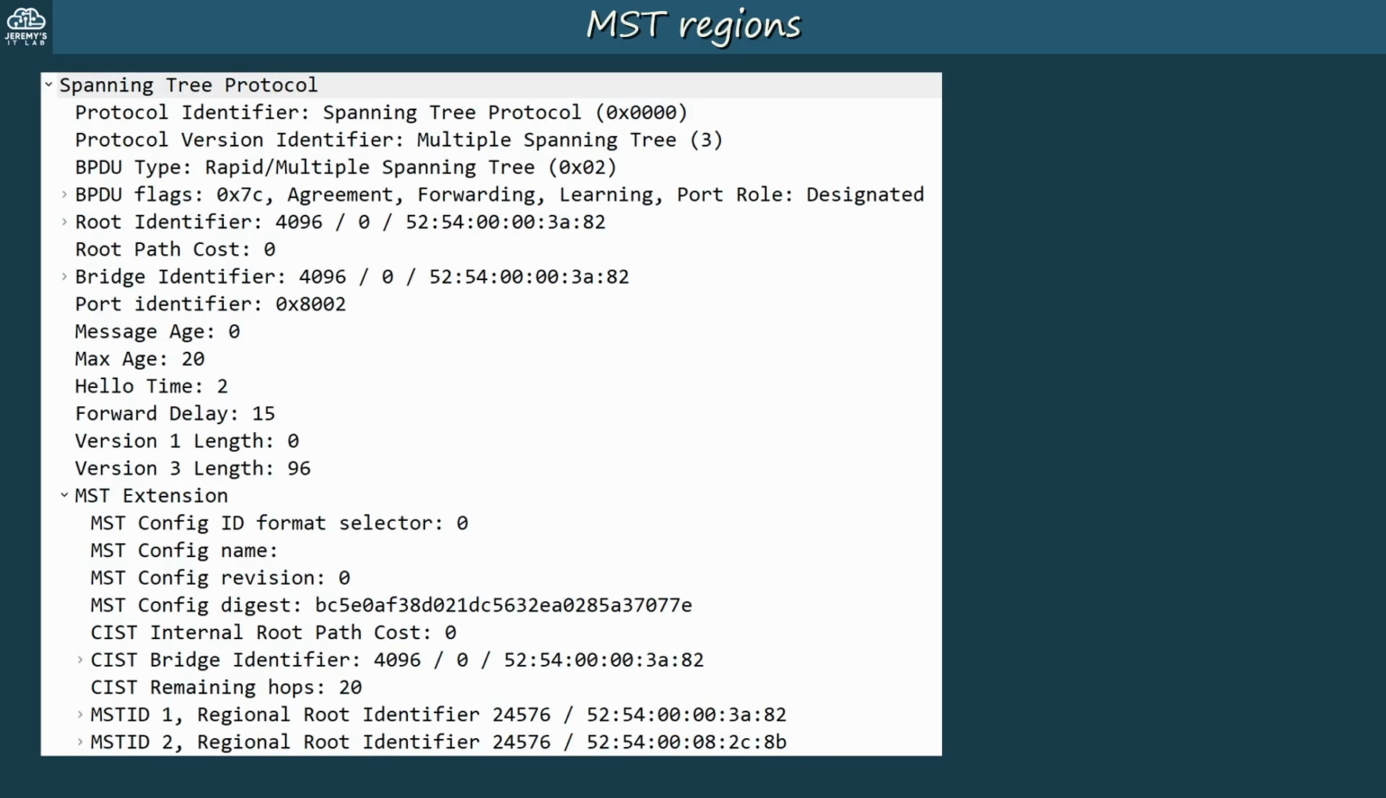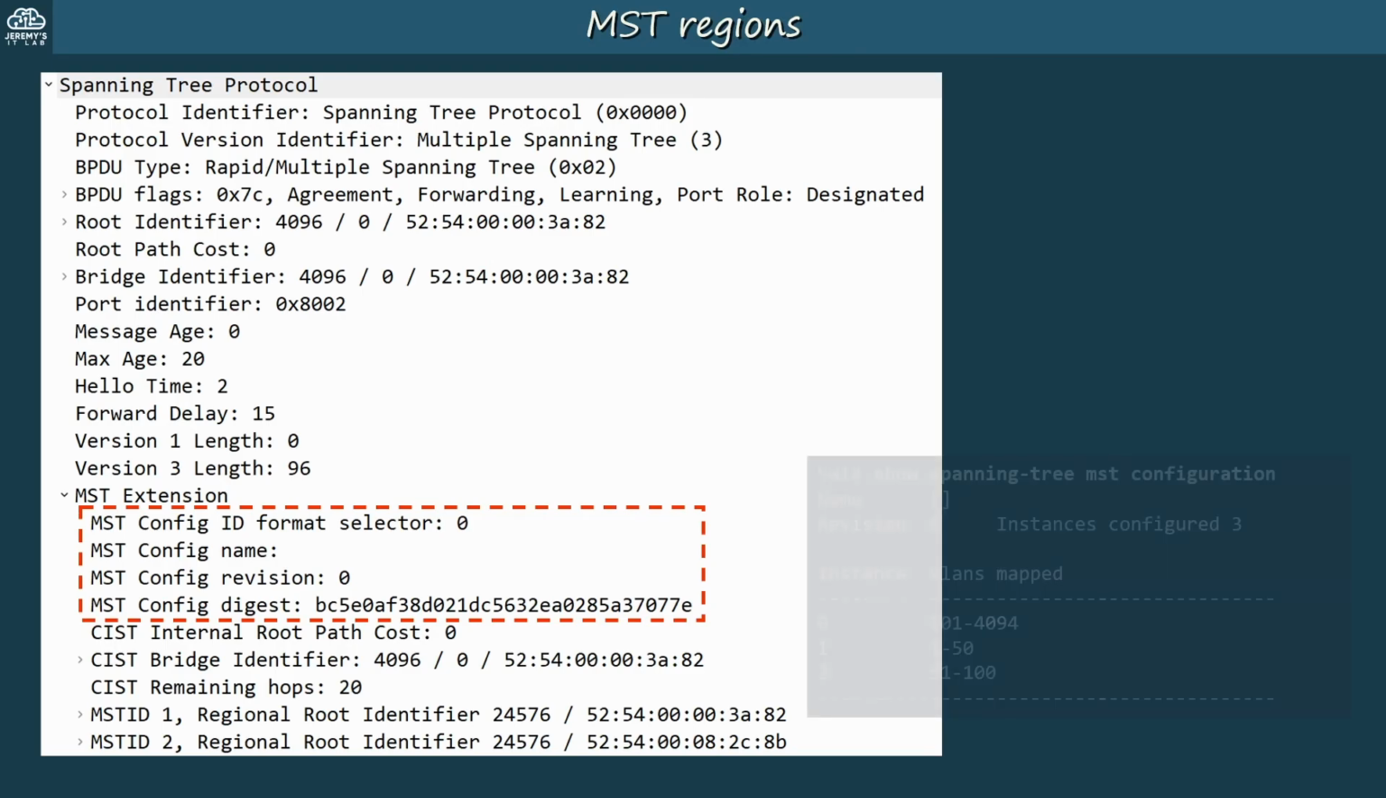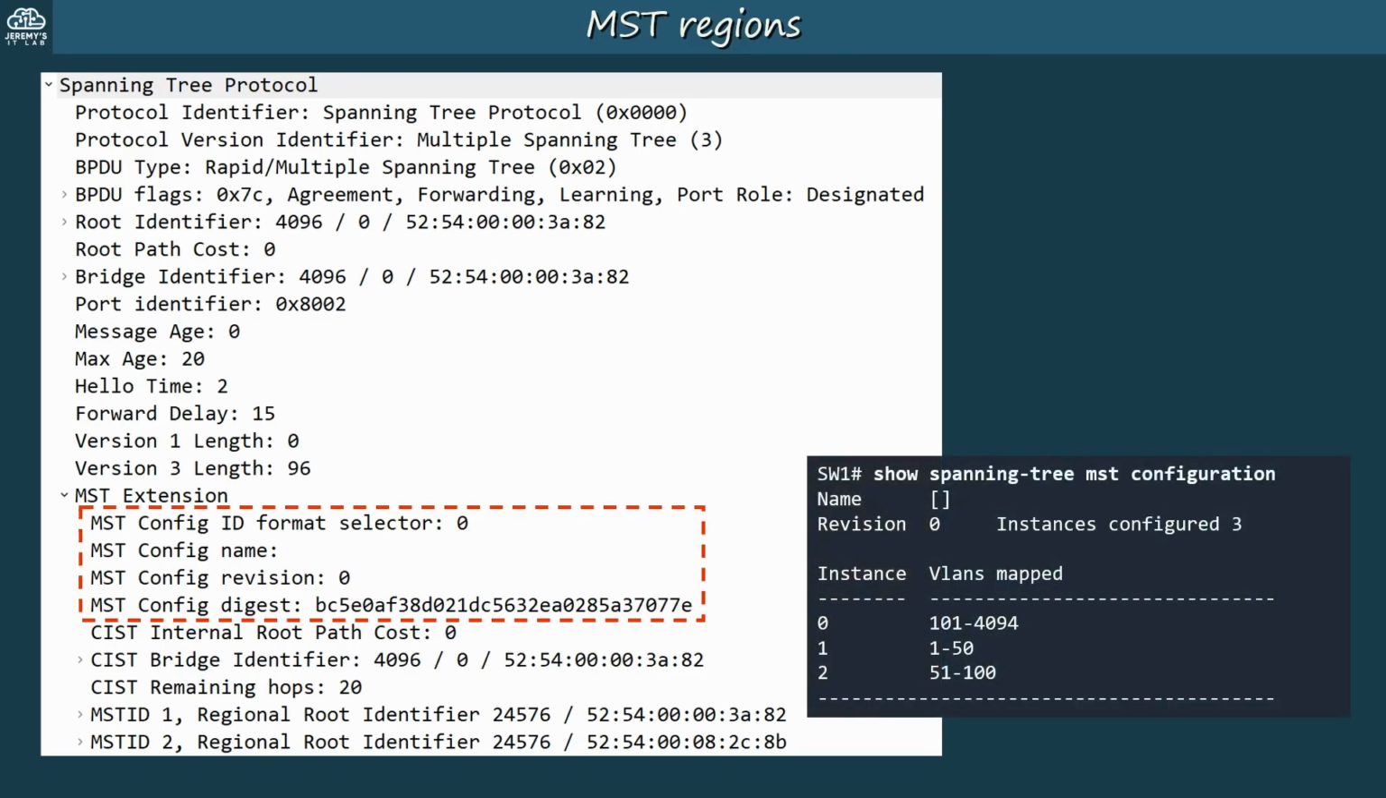Here's an MST BPDU, the same one we looked at briefly in the previous lab video. Can you spot the MCID? Here it is, the config ID format selector, config name, config revision, and config digest. And here's some CLI output showing the same info.